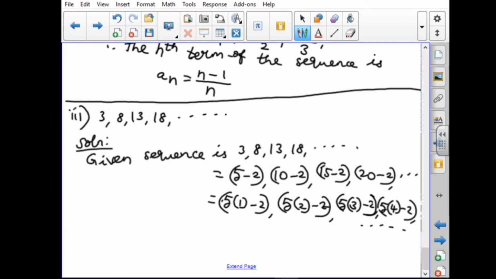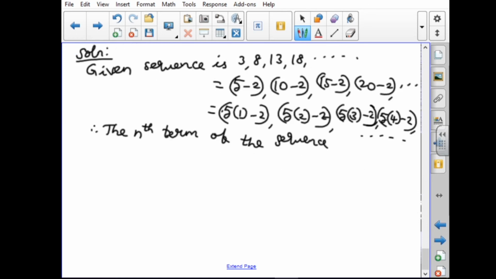Therefore, the nth term of the sequence, nth term means what? An. The multiples of 5 are obtained by multiplying 5 by the natural numbers. Natural numbers we denote by small n, so we can write 5n. The fixed number is what? Here 2, here also 2, 2, 2. So 5n minus 2 is the nth term of the given sequence.